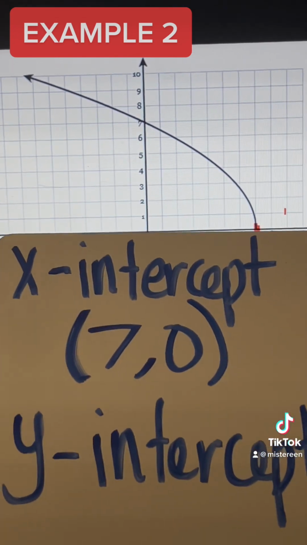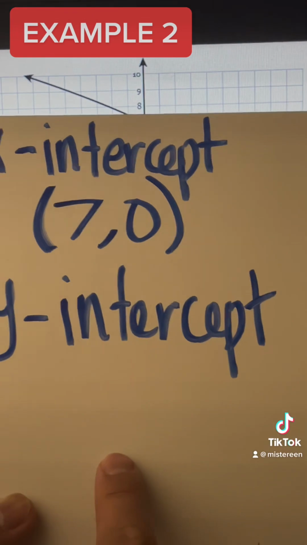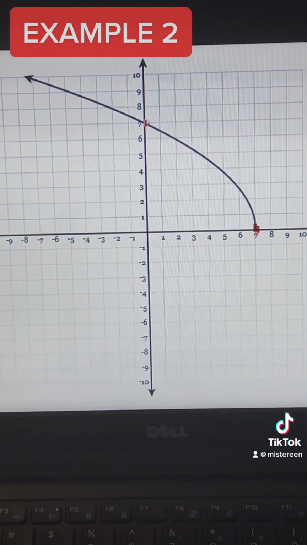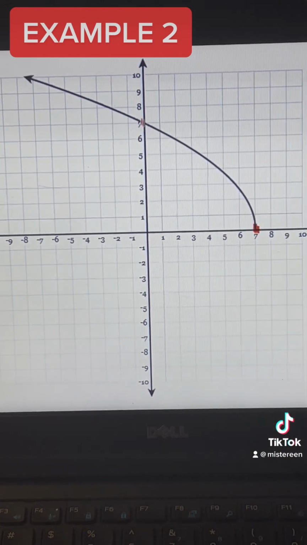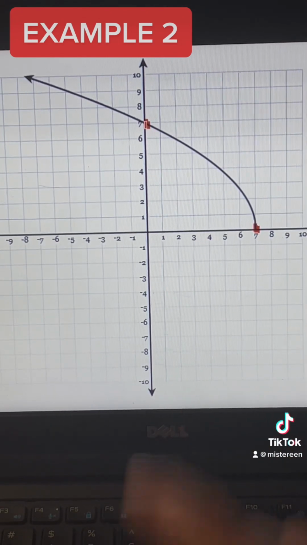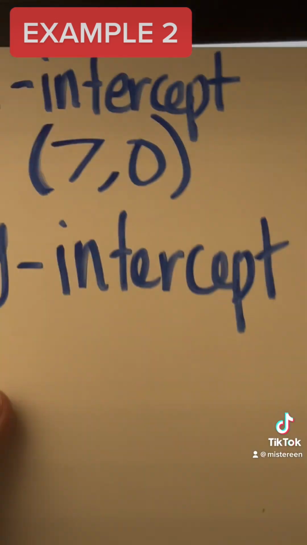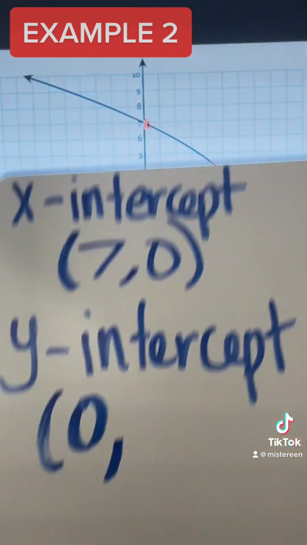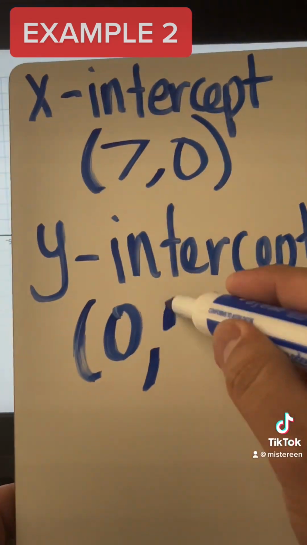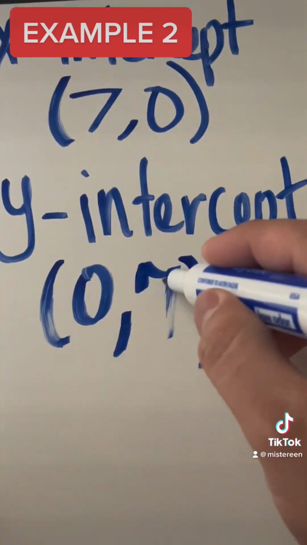So that's your x-intercept, (7, 0). All right, for the y-intercept this time, it's where the graph touches the y-axis. So this is your y-axis, and it touches at this number, which is another 7. So your y-intercept for this graph is 7. The way you write it will be parentheses, beginning with 0 for x, and then the number for y is 7. So (0, 7). That's your y-intercept.